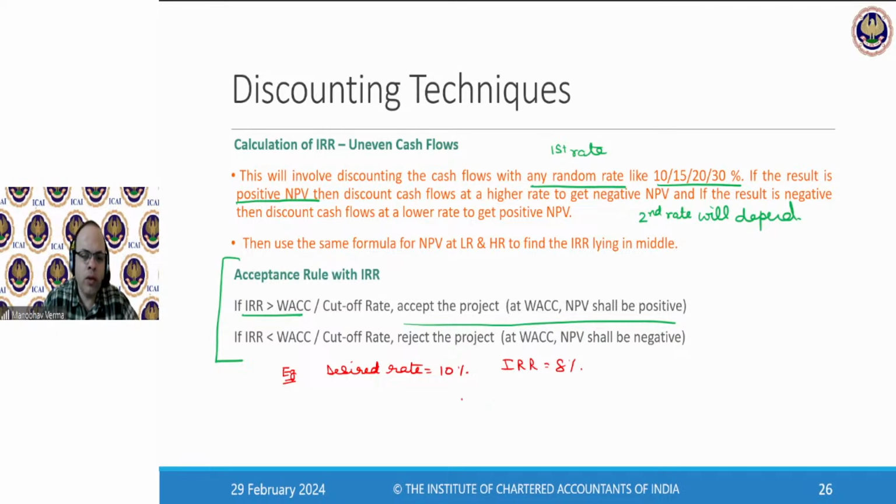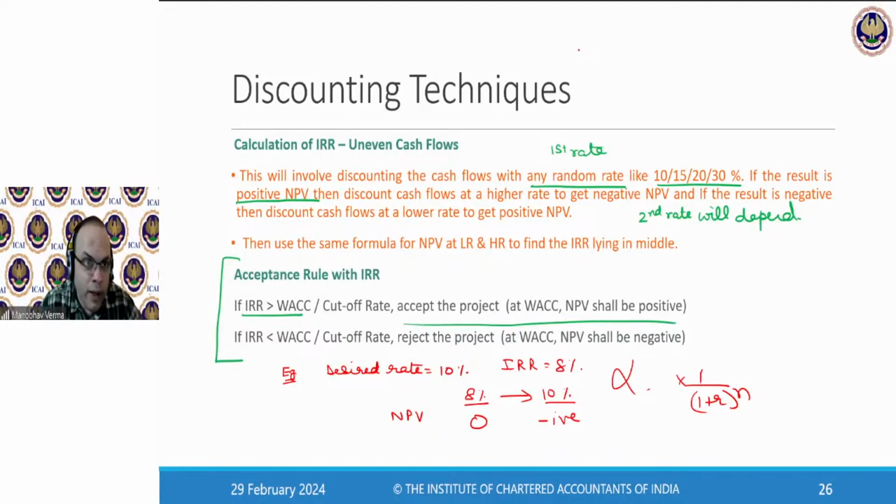Now, if I talk about the NPV at 8% and at 10%. Of course, if the IRR is 8%, at 8% the NPV will be zero. But if I calculate the NPV at 10%, that means I will be discounting the cash flows with a higher rate. This will automatically become negative, right? So that means it should definitely be rejected, guys.